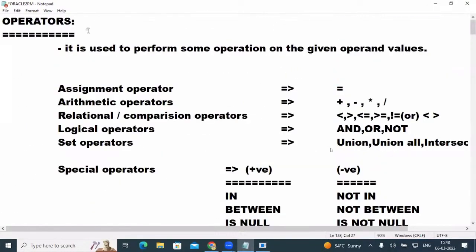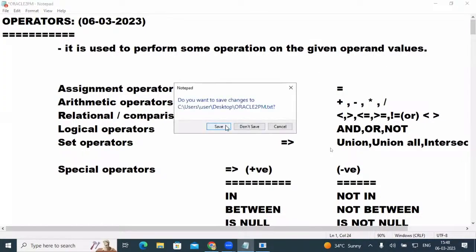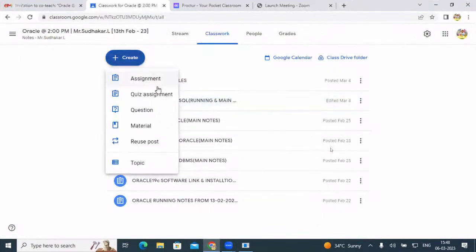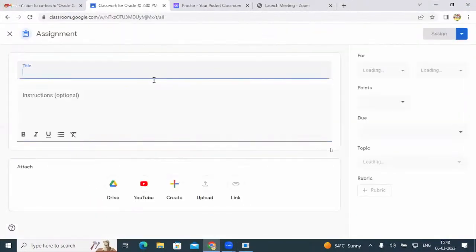Today, what is the day, guys? 6. So tomorrow Holi, day after tomorrow? When is Holi? Tomorrow, day after tomorrow? Day after tomorrow? Okay.